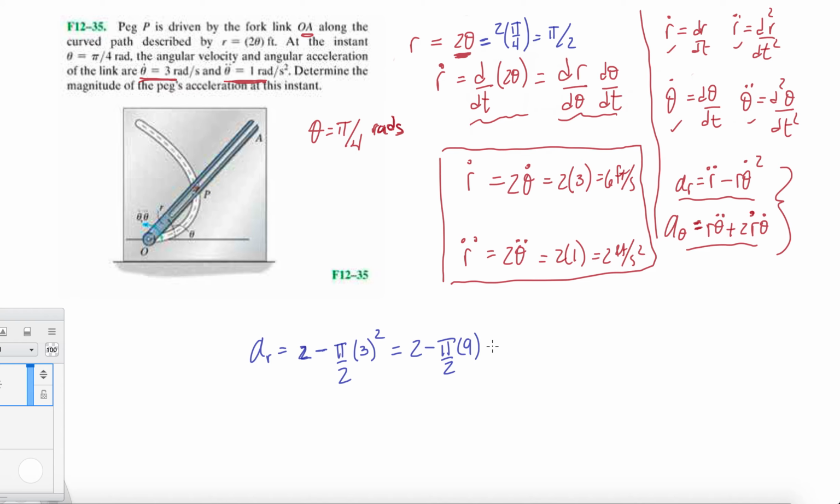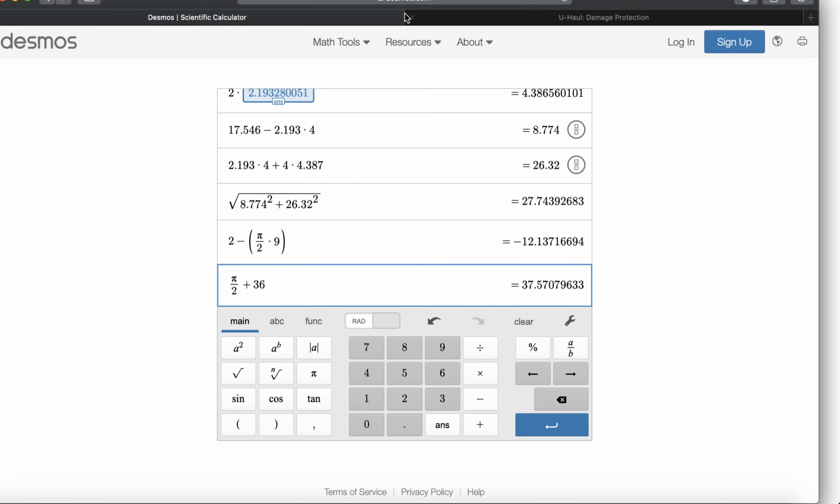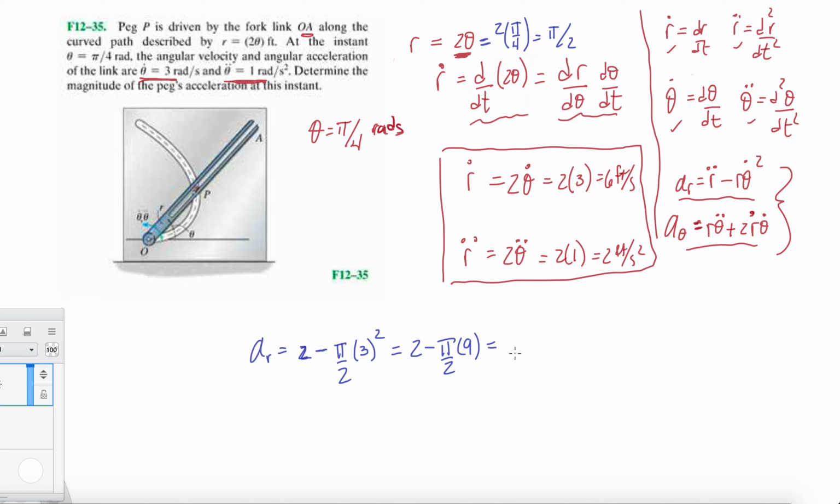Okay, and so let's see. Plugging that into a calculator. If you guys don't have a graphing calculator, I've been using this Desmos calculator, which is fantastic. It lets you go back to the previous answers and stuff like that. So very useful. When you do this, we end up getting minus 12.137 feet per second squared.